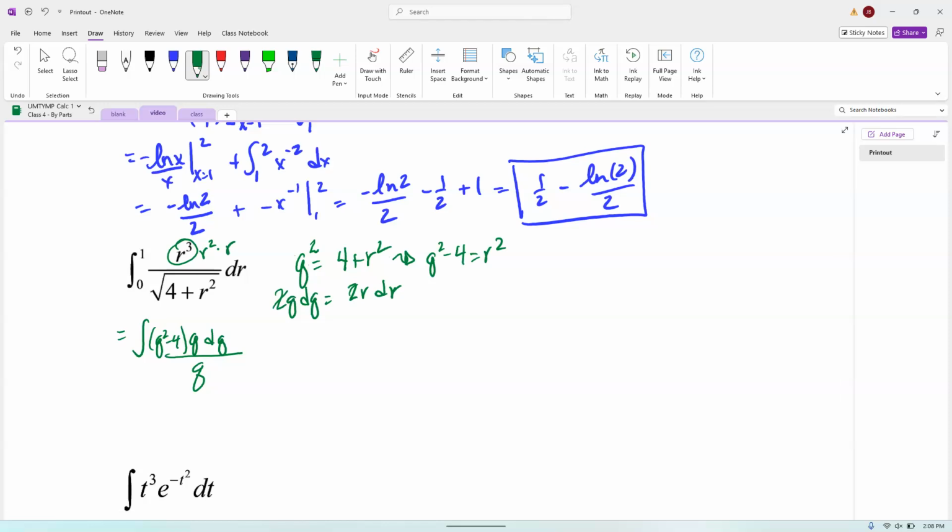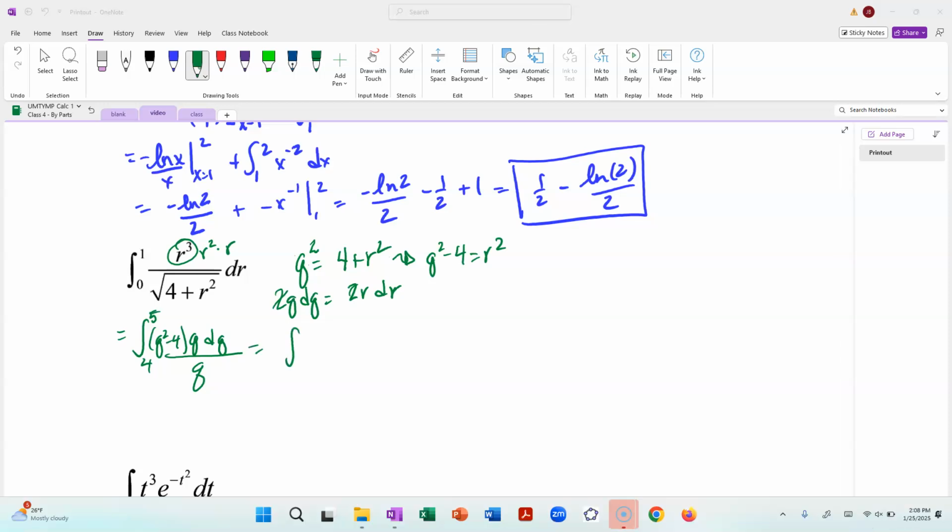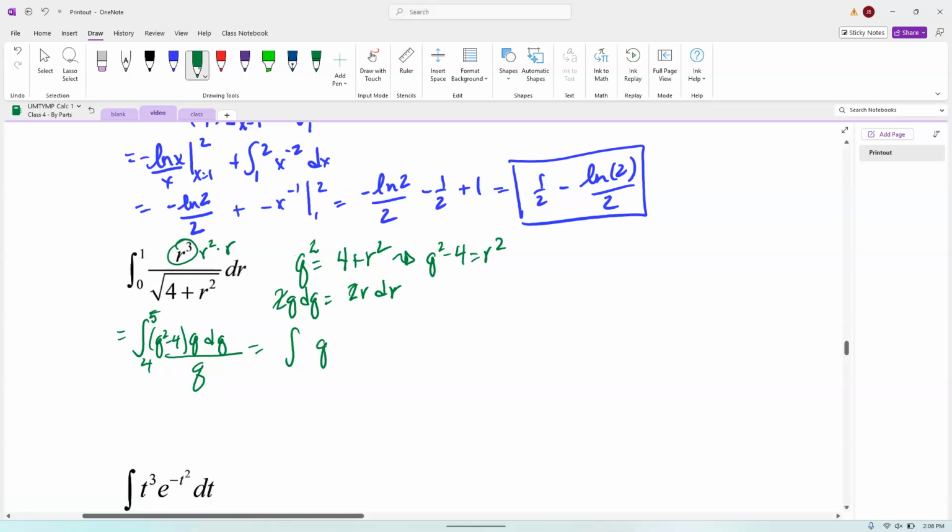Now if I'm running these bounds through, putting in 0 for r, I get 0 plus 4, which is 4, and then 1 plus 4 is 5. Okay, and so all said and told, those reduce, so this is just the integral of q squared minus 4 from 4 to 5, dq. Oh, look, I actually don't need to do integration by parts.